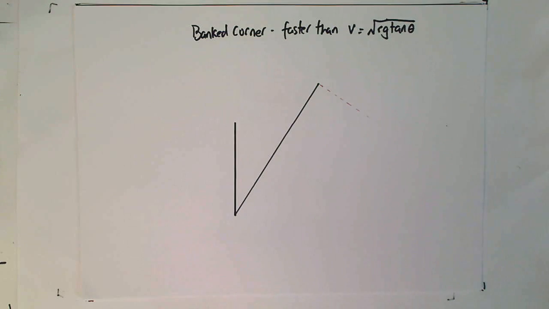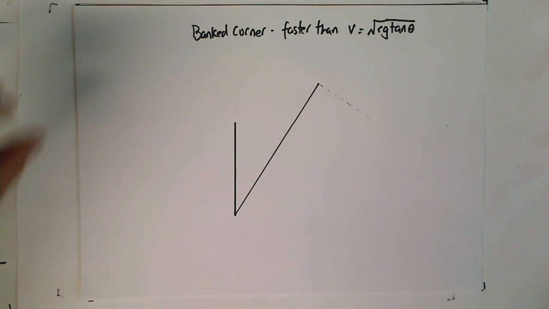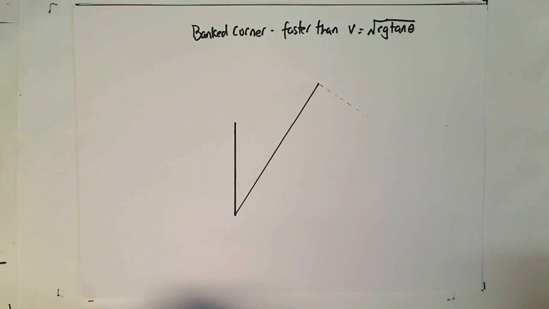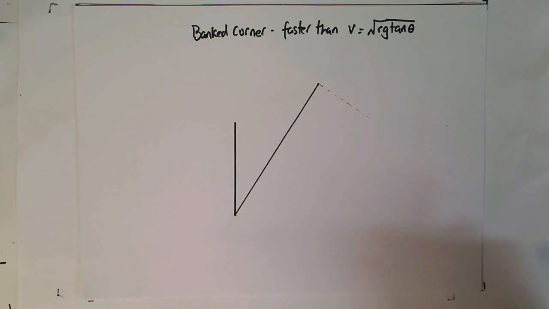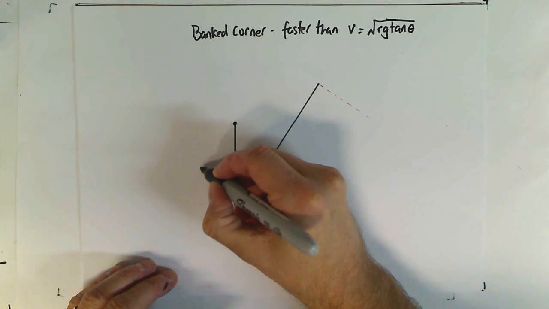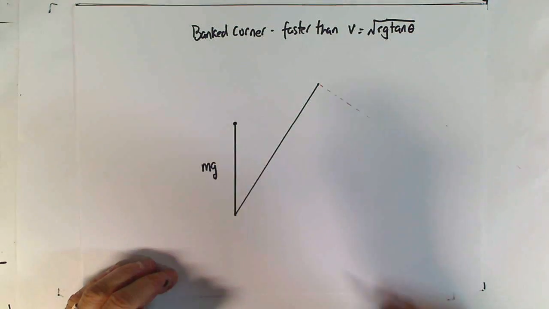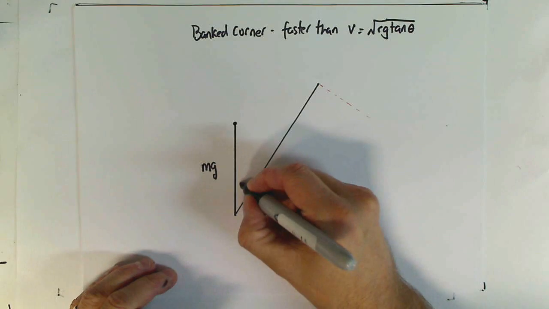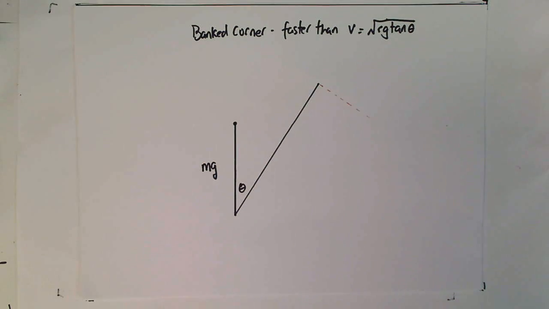What we're looking at now is the banked corner faster than v equals the square root of r g tan theta. That was the velocity when you didn't need any friction to go around that banked corner. Now, I've pre-drawn a little bit of this. This is weight force, straight down. This is the angle the ramp is on.